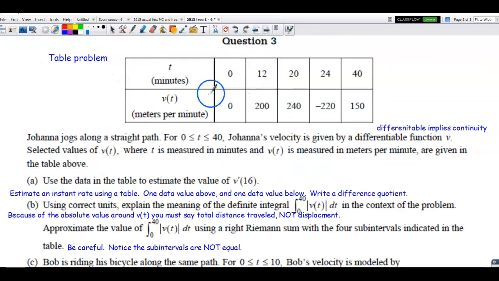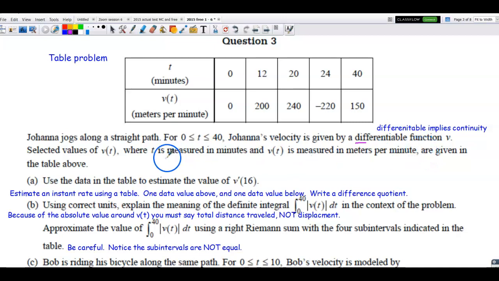Number 3, table problem. Joanna jogs along a straight path from t = 0 to t = 40 inclusive. Joanna's velocity is given by a differentiable function. Remember, differentiability implies continuity. And so since v is a continuous function, that means that the position function is differentiable, thus continuous as well. Selected values of v of t, where t is measured in minutes and v of t is measured in meters per minute, are given in the table above.